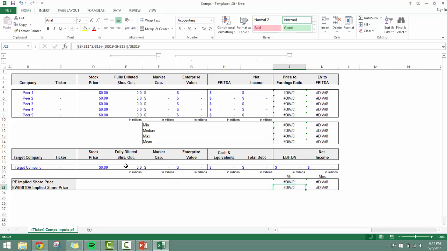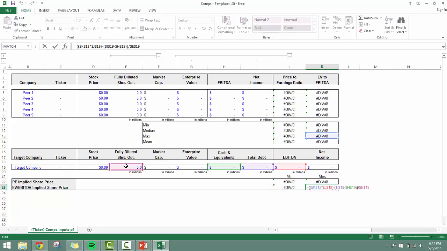Now if we look at EV to EBITDA, you'll notice that it's a much more complicated formula, because we have to back out from enterprise value down to an equity value and then divide by fully diluted shares again. So we're taking the EV to EBITDA multiple, the minimum of your peer group, and multiplying that by your target company's EBITDA. That should give you an enterprise value. Then from that, we're subtracting the total debt minus cash and equivalents, because you want to subtract the net debt of your target company to get to a potential implied equity value, which you then divide by the fully diluted shares outstanding again.